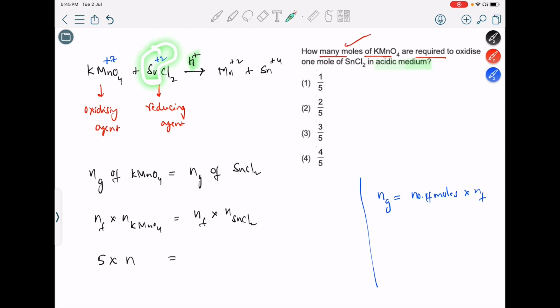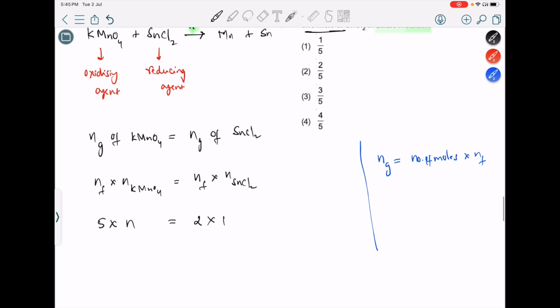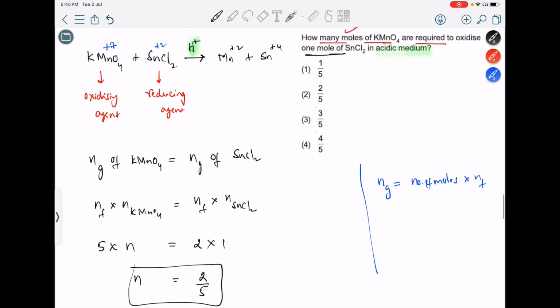Again, finding the n factor for tin: here Sn is plus 2, here Sn is plus 4. So how many electrons change? 2. So it is 2. And we are told we are dealing with 1 mole of tin chloride. So what do you get? n is equal to 2 by 5. So what does it mean? It means we need 2 by 5 moles of KMnO4 to oxidize 1 mole of SnCl2 in acidic medium.